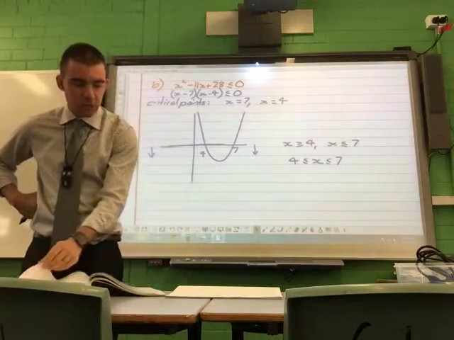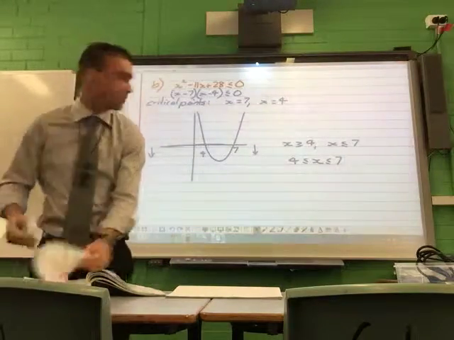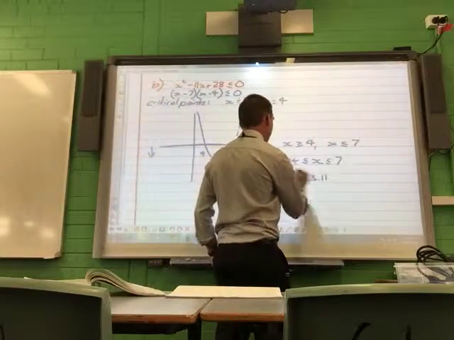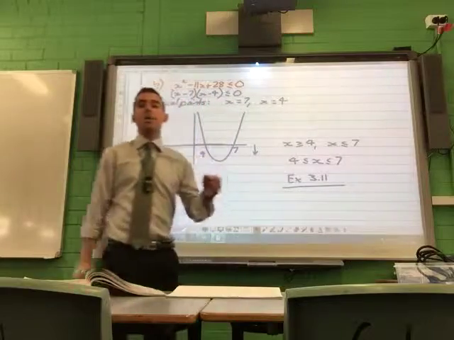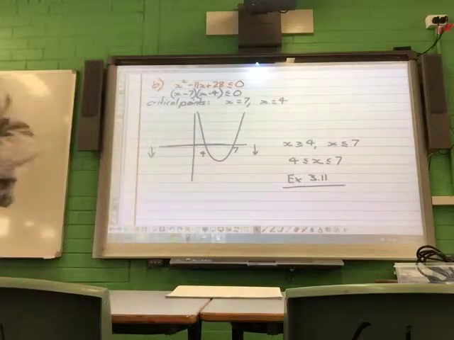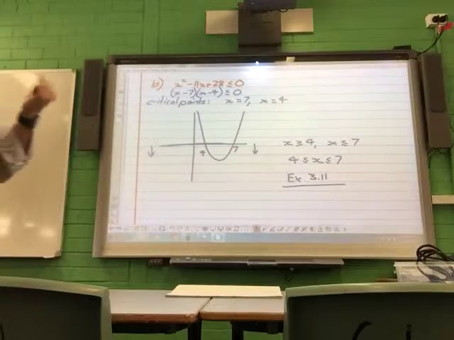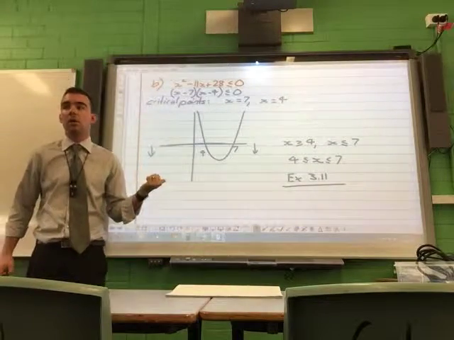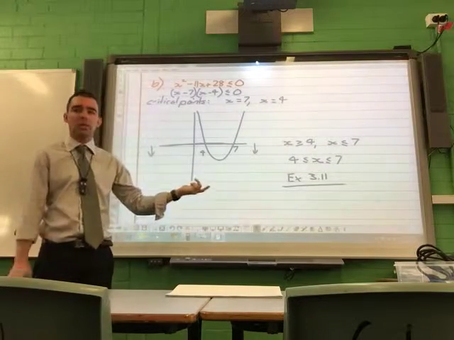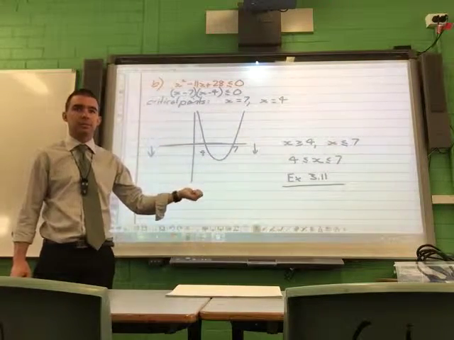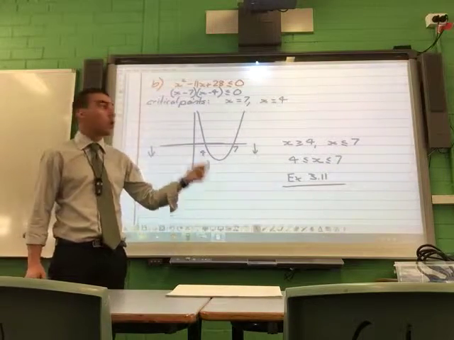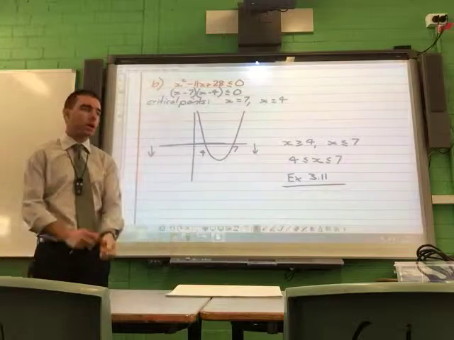So, exercise 3.9 on page 124. Just to finish up, you may notice that we skipped 3.10, because 3.10 is mainly an extension 1 exercise. So we'll do that toward the end of your extension 1 prelim course. So, 3.9 and 3.11.